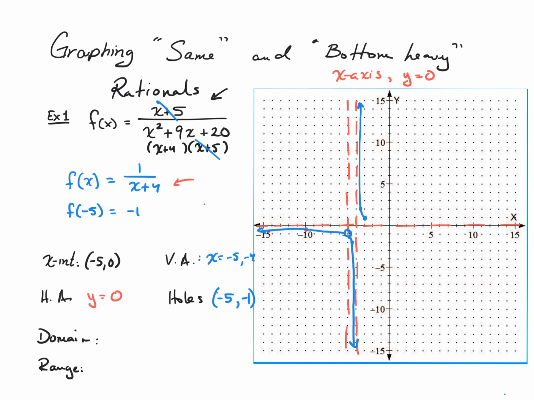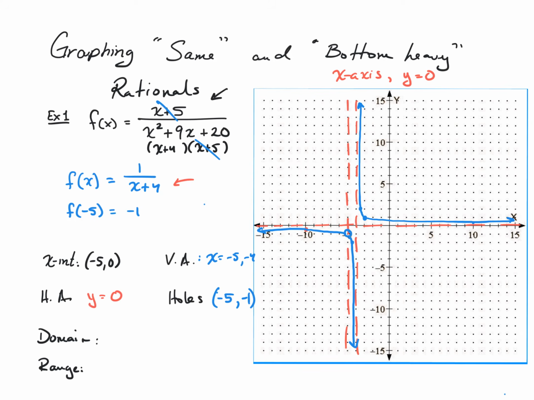Okay, and then I'll plug a point all the way to the right, so say like 10. So I plug 10 in and I get 1 divided by 14. So that gives me a number really close to 0. So what I'm starting to see here is that this thing curves down and it just heads down towards this horizontal asymptote. And then that's it. So that's how you graph those bottom heavy ones.